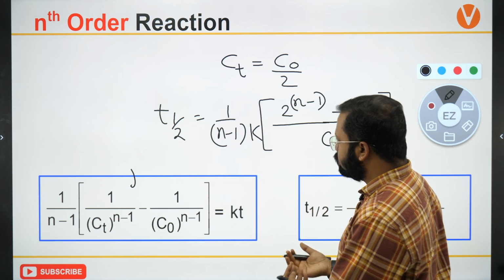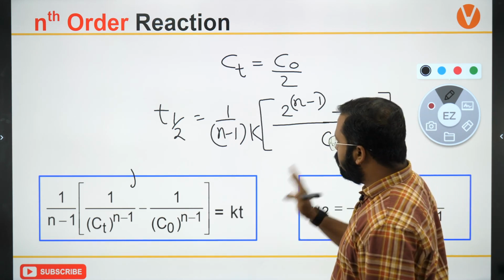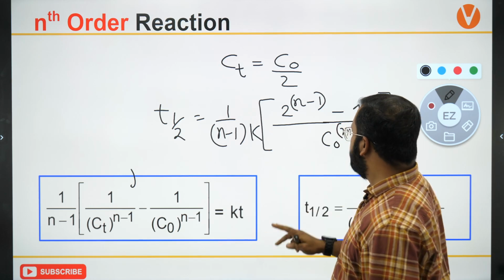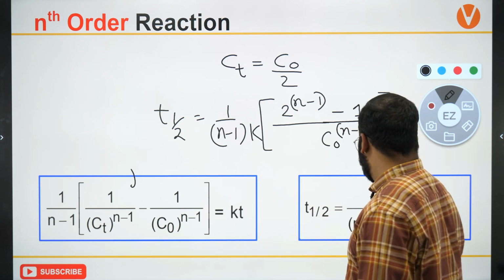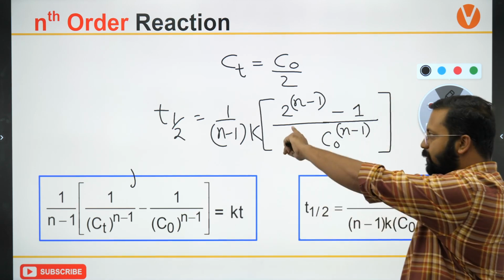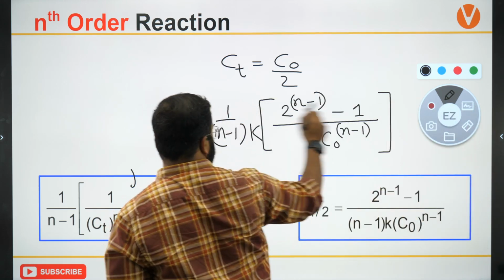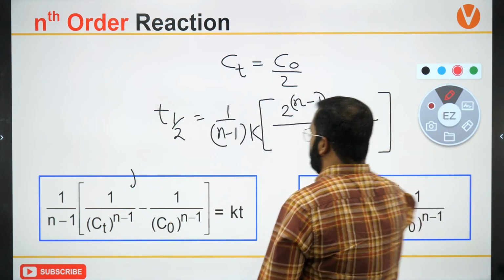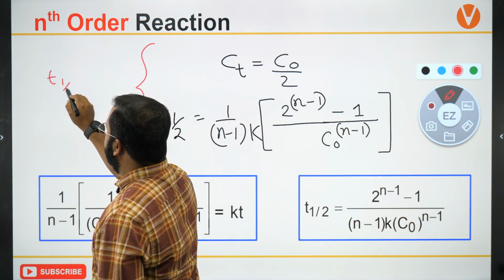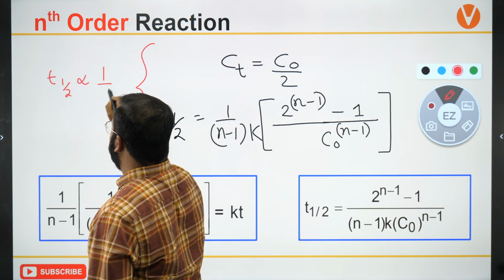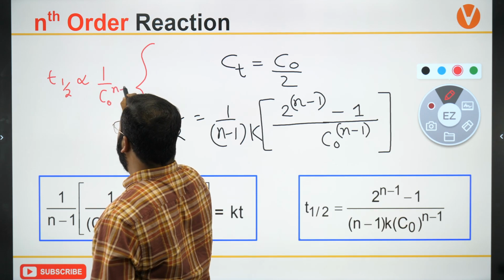How do we further proceed from here? It is important to know what the relationship is between t half and concentration. So can I say, using this expression, that the general relation between t half and concentration is that t half is proportional to 1 by concentration initial to the power n minus 1?